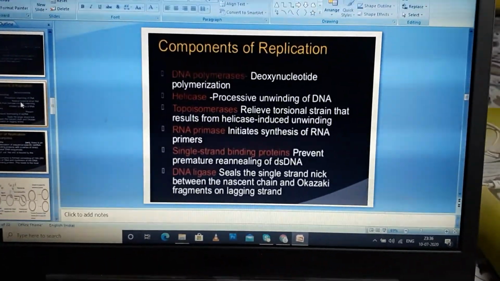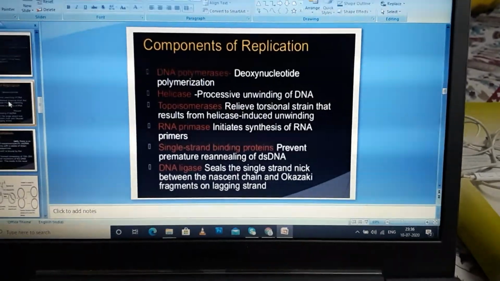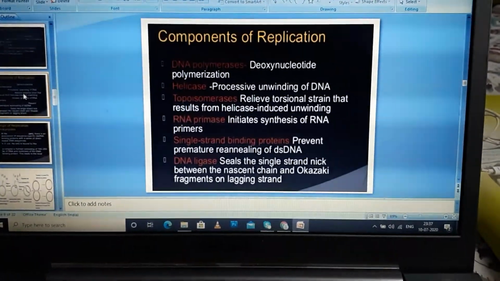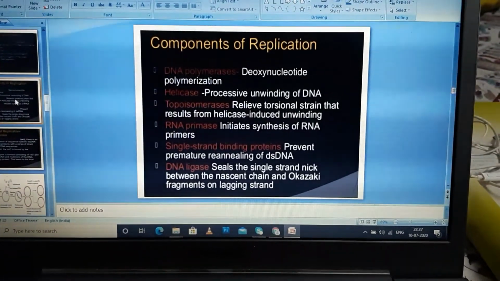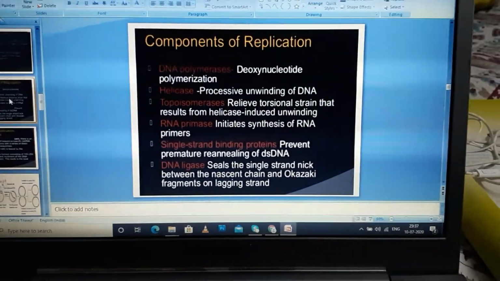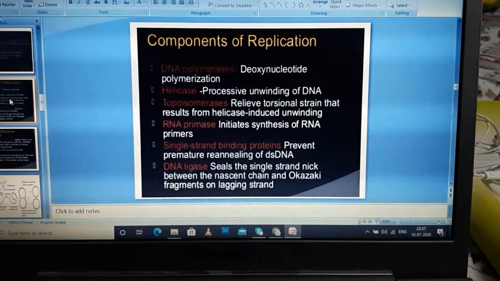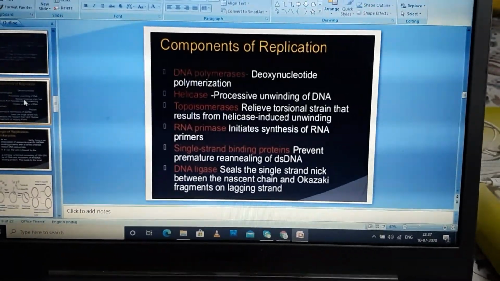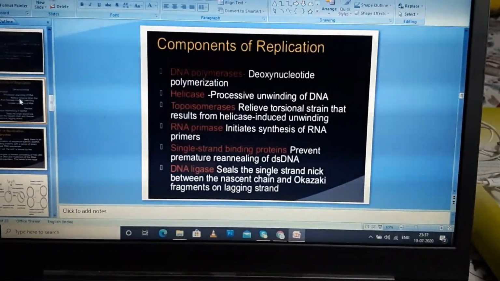Till then, read about these enzymes and try to learn about the activity of these enzymes. It will be difficult for you to remember in the beginning, but as you get in the habit of them and keep on revising, you will be able to understand more effectively. Thank you.